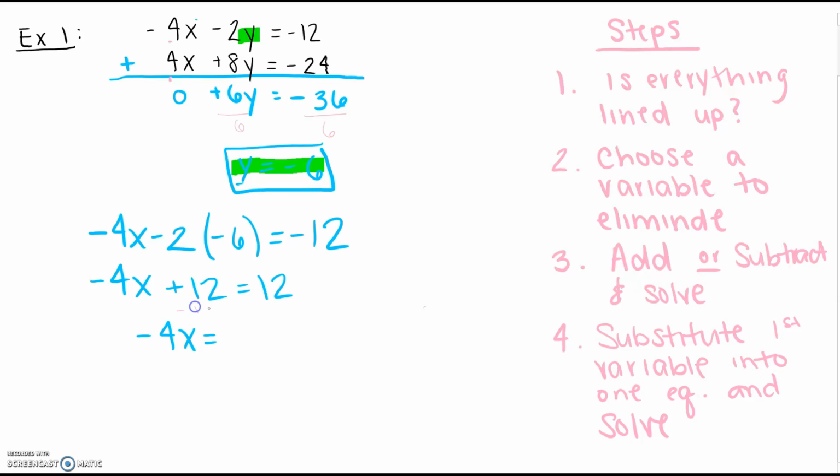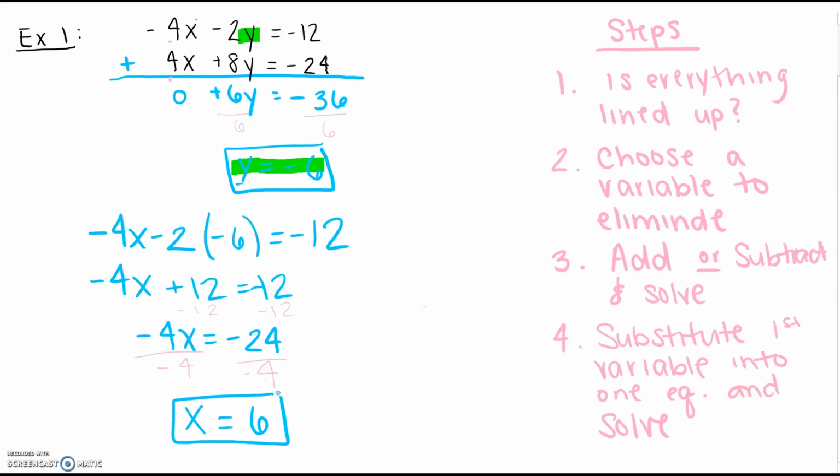negative 12 minus 12. And so these cancel, and 12 minus 12 is, oh, sorry, I got rid of a negative sign. Be careful of that. Okay, so negative 12 minus 12 is going to be negative 24. And then we will divide both sides by negative 4. And we're left with x equals negative 24 divided by negative 4 is positive 6.